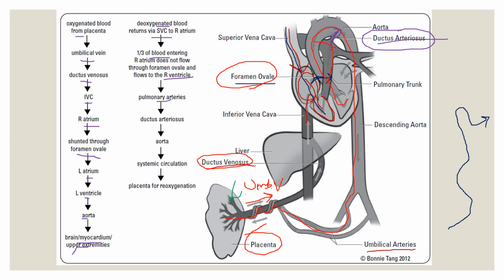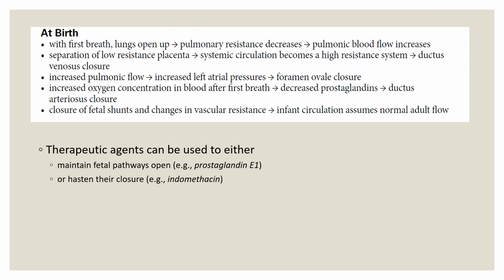And in the pulmonary artery also, it is not going mainly to the lungs, but it is getting transferred to the aorta by the ductus arteriosus. That is your systemic circulation. Finally, it reaches the placenta for reoxygenation via the umbilical arteries. Okay, now we have three openings. Now they have to close at birth, because in adult circulation we don't have that.